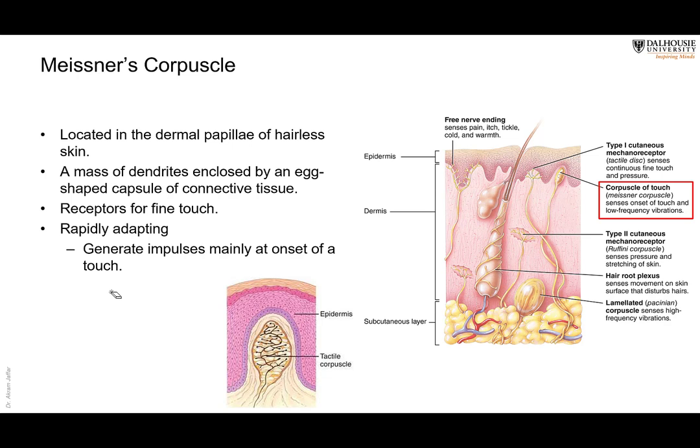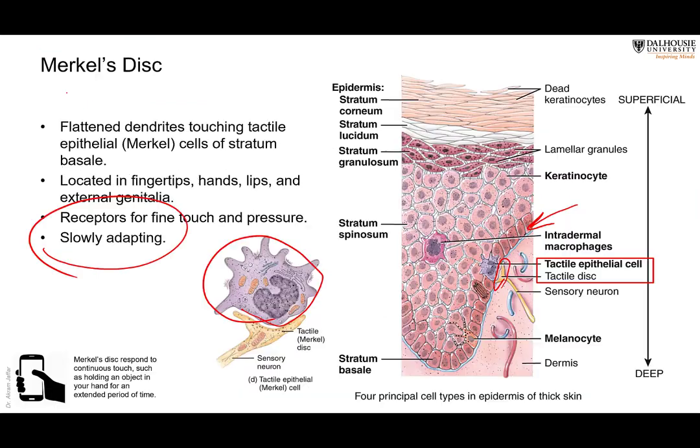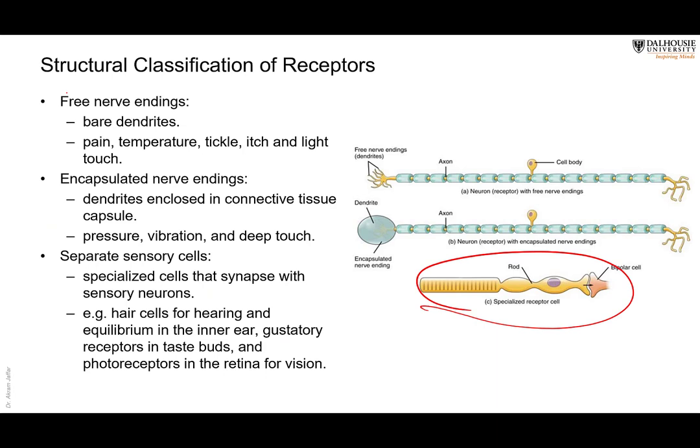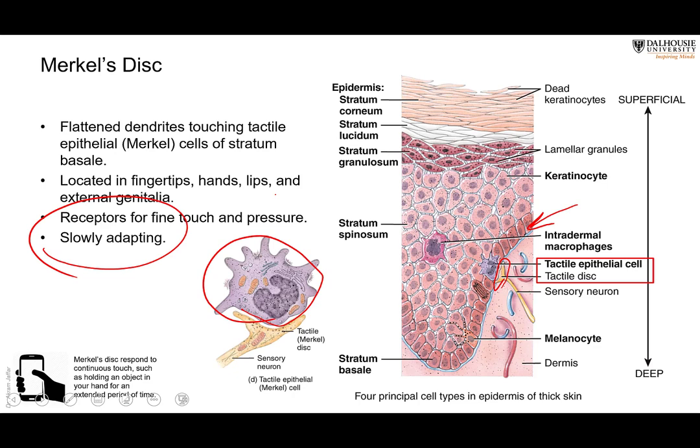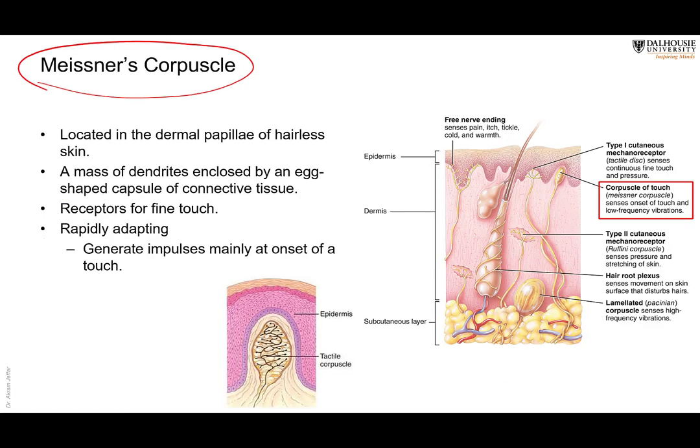The other type of receptors that we have in the skin are the Meissner's corpuscles, and these are not free. From the structural point of view, they are encapsulated nerve endings. Here you can see the dendrites. There are multiple dendrites here, but they are encapsulated by an oval capsule of connective tissue surrounding them, and they have a very characteristic location. Remember these are called the papillae of the papillary layer of the dermis.